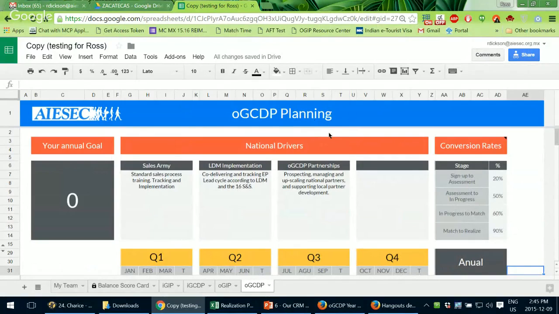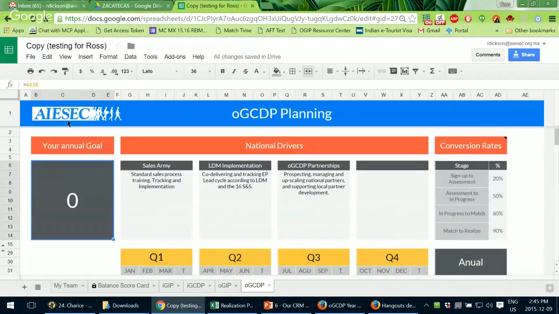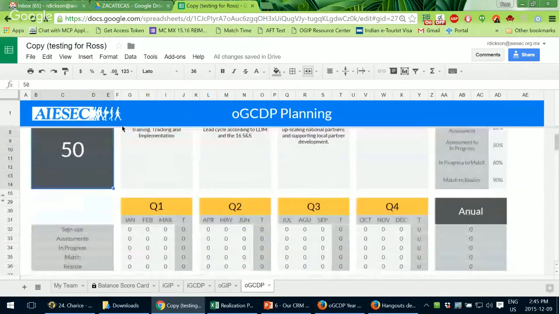So this is to help you with knowing how many of each metric you need to accomplish if you want to accomplish a number of realizations. And here is your annual goal. It's your big number of realizations that you want to accomplish in your year. So I'm just going to put 50. I'm going to pretend I'm LC Chiapas. Okay? So I put 50 realizations.